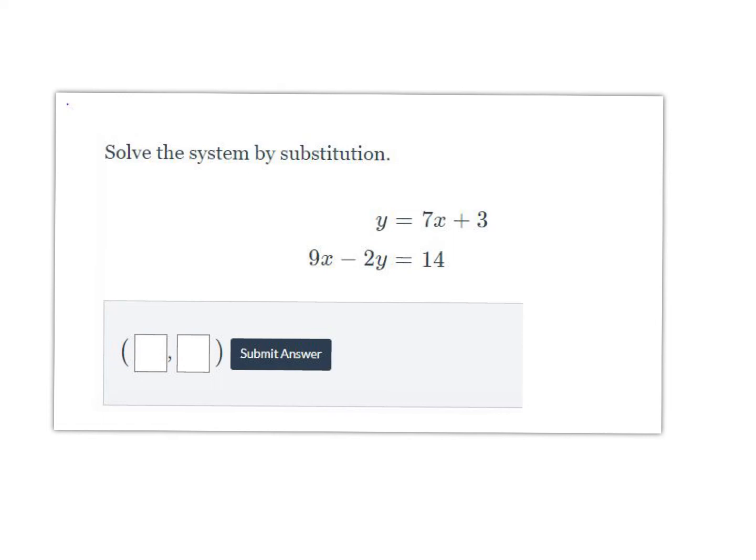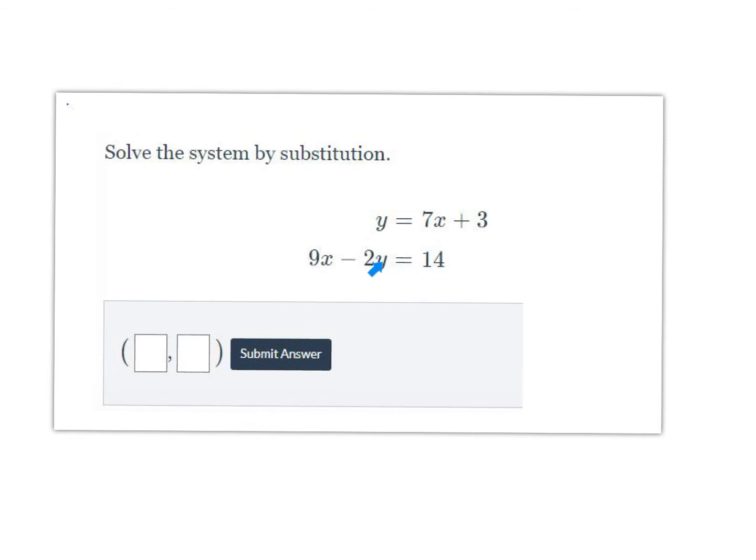This video tutorial is a review of solving systems by substitution. This one's a little bit more challenging. This one has two equations where one is solved for y and the other equation is not really solved for a variable. The first one says that y is equal to 7x plus 3. The second equation is 9x minus 2y equals 14.